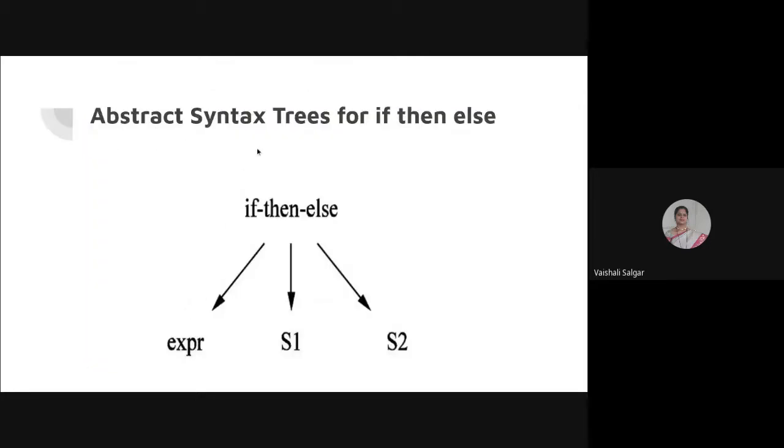Now after that, the abstract syntax tree for if then else. This is a mixfix type of notation, and for this the abstract syntax tree, also referred to as AST. If the expression is given, if A is greater than B, then it will evaluate the first expression, then S1 and then S2. If your expression is true, then it will execute S1, but if it is false, then it will go to S2. So this is the abstract syntax tree representation of the if then else statement.